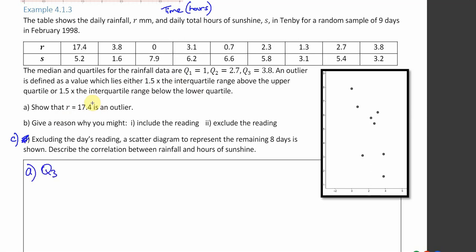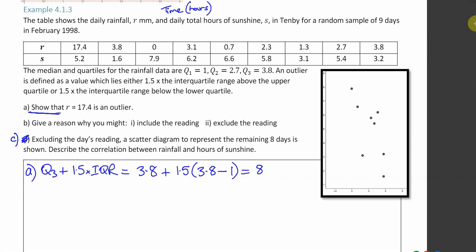So let's do the upper quartile plus 1.5 times the interquartile range. Remember to show that, so we need full evidence. We were given Q3, which is 3.8, and we're going to need to work out the interquartile range, which is the upper quartile, take away the lower quartile. So that's 3.8 add 1.5 times, well, that's going to be 2.8. Put that in the calculator and you get 8. So that means anything bigger than 8 is an outlier at the upper end.